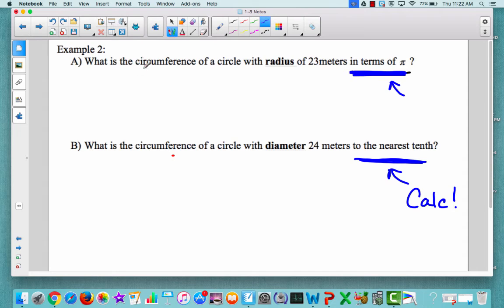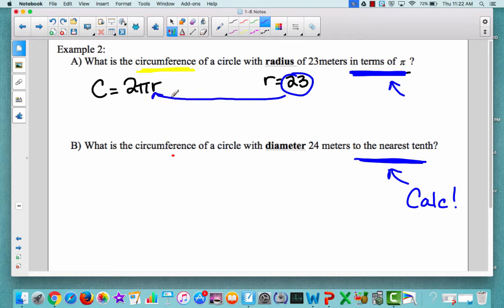It's asking me for circumference. So this might be where I take my highlighter and highlight the word circumference. I'm going to write the circumference formula for a circle. Circumference formula is 2 pi r. It gives me the radius, so it says that r is equal to 23. So I'm going to take that 23, and I'm going to plug it in for the r in the equation. Another word for plugging it in is called substituting it in.